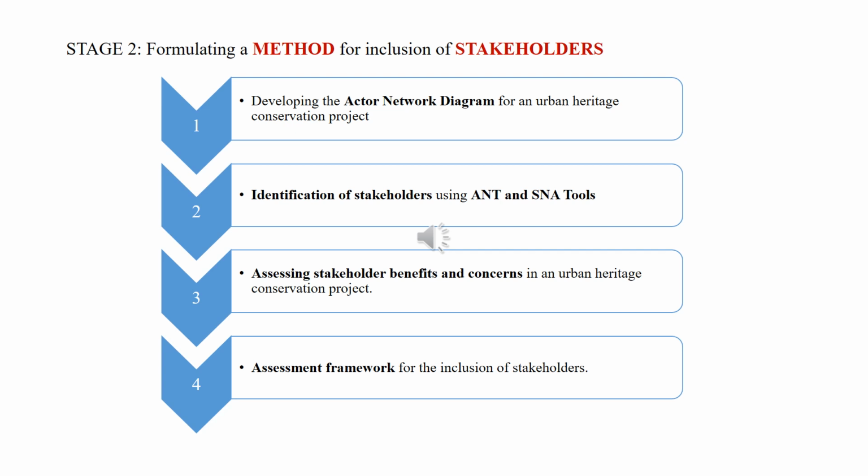Stage 2: formulating a method for the inclusion of stakeholders. So this consisted of 4 major steps. The first step was developing the actor network diagram for an urban heritage conservation project. The second included identification of stakeholders using social network analysis tools. The third step included assessing stakeholder benefits and their concerns in an urban heritage conservation project. And finally, the assessment framework for the inclusion of stakeholders was developed.